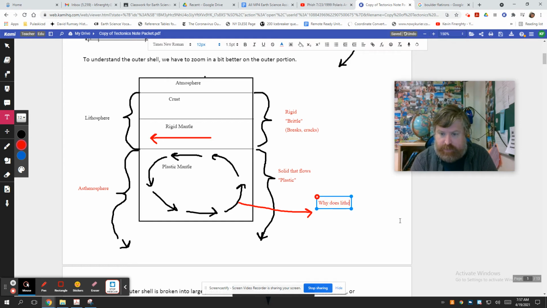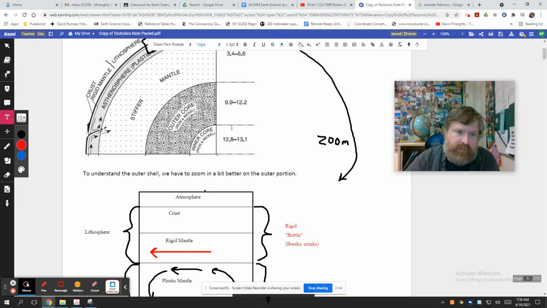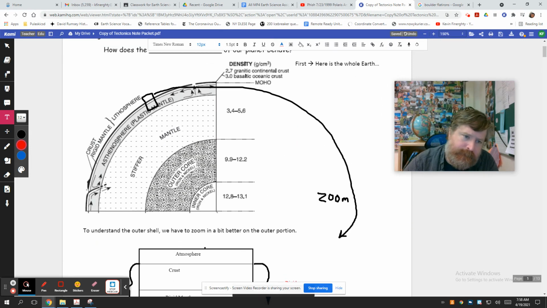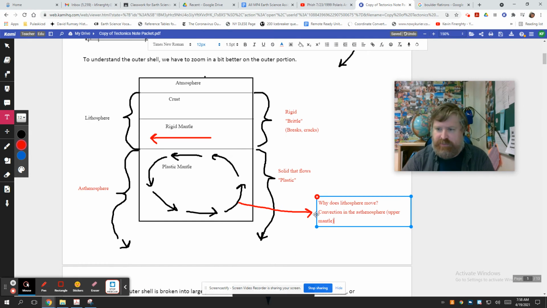Why does the lithosphere move? The real answer is that it's complicated. There's a lot more going on than this. The simple New York State 10th grade earth science answer is because of convection in the asthenosphere, which sometimes is also called upper mantle. Does your reference table say that? It doesn't really say that, so they'll stick to asthenosphere.